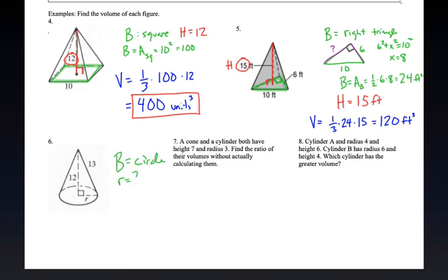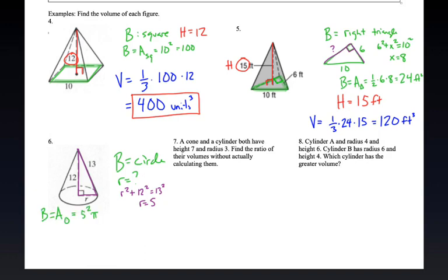Number 6, that's a cone. So my base is a circle. The radius is, well, it's marked for us. Oh, we got a right triangle. Look at that. The radius, the 12 and the 13, that's a right triangle. So we can calculate the radius. R squared plus 12 squared equals 13 squared. R is 5 from calculating that.